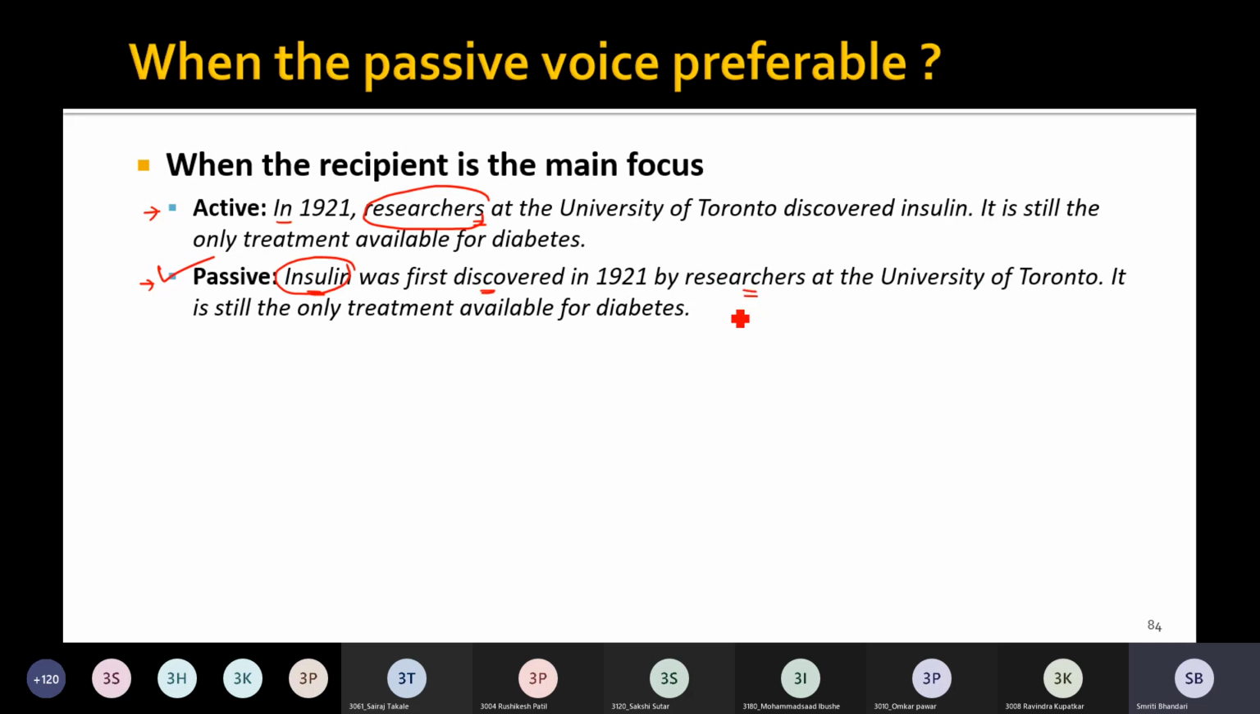We are not omitting the doer here. In passive voice, it is possible to omit the doer, but here we are not omitting it because we still want to mention the researchers also. Yes, ma'am. Right.